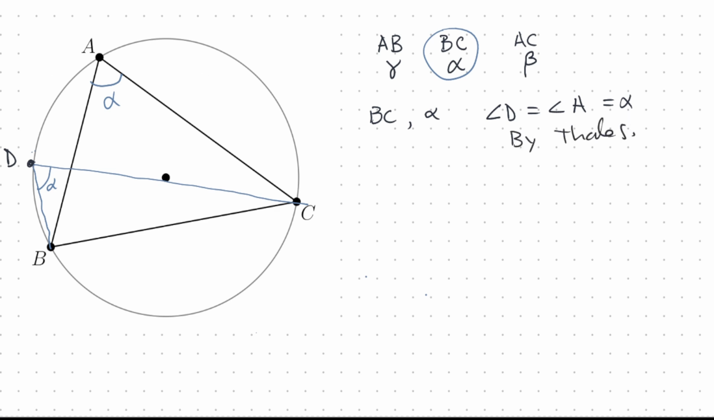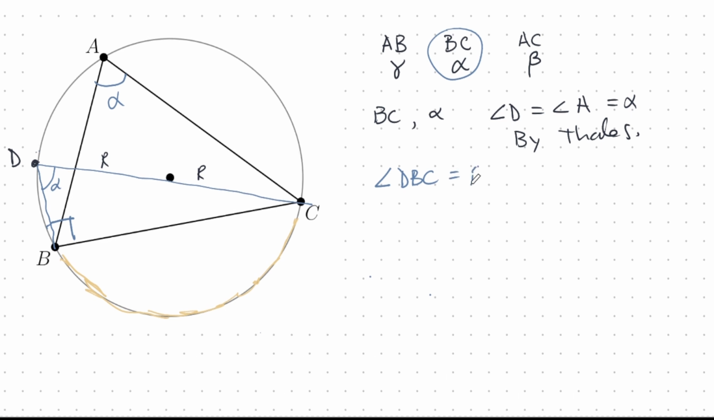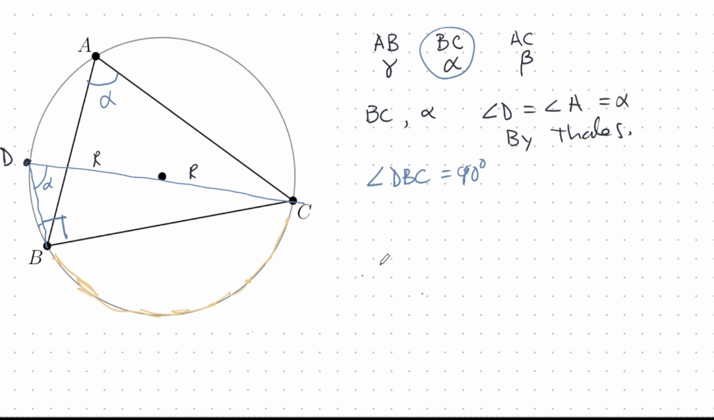Because they both intercept this arc. Okay, so there you go. Now this is R and this is R, so that whole line is 2R. And also by Thales' theorem, the angle at B, angle DBC, is 90 degrees. Okay, so that's interesting. Now because we have a 90-degree triangle, we can do some trigonometry.